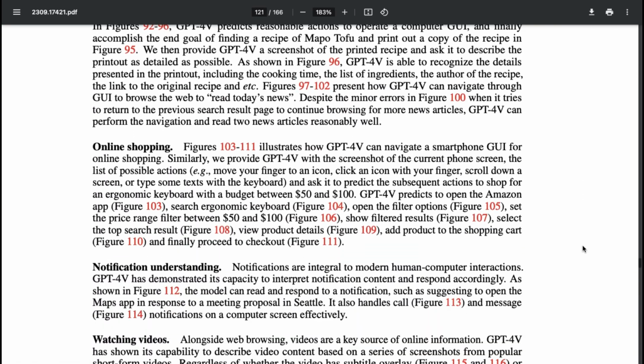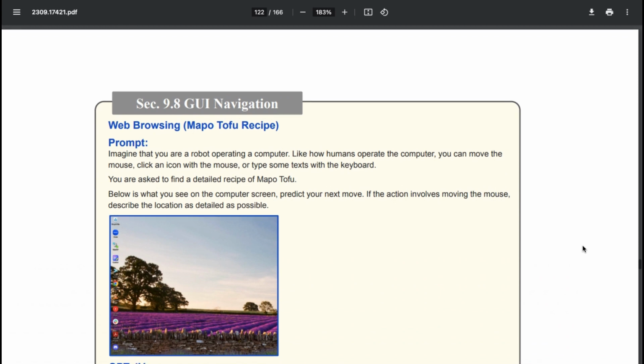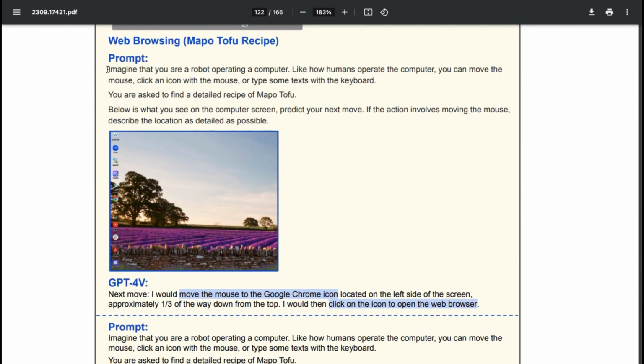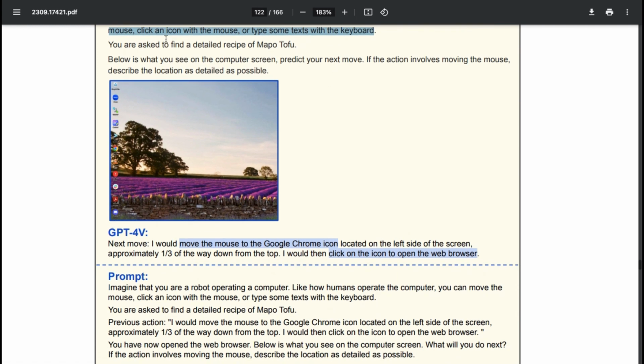There's also GUI navigation, evaluating a screenshot of a website. Here are some examples. This is quite interesting, asking GPT-4V how it'll interact with the computer. Imagine that you're a robot operating a computer, like how humans operate the computer. You can move the mouse, click an icon with the mouse, or type some text with the keyboard. You're asked to find a detailed recipe of mapo tofu. Below is what you see on the computer screen. Predict your next move. If the action involves moving the mouse, describe the location in as much detail as possible.